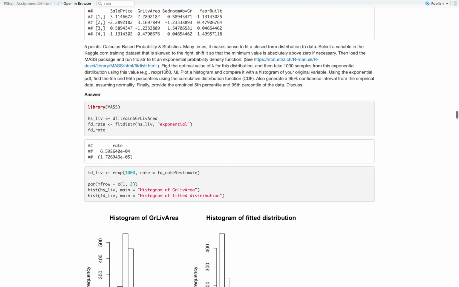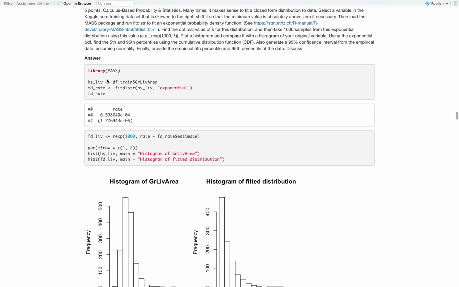Now for the next question, we have to select a variable in the training data set that is skewed to the right, shift it so that the minimum value is above 0 if necessary, and then we have to load the MASS package and run the fitdistr function to fit an exponential probability density function. And then we have to find the lambda for this distribution.